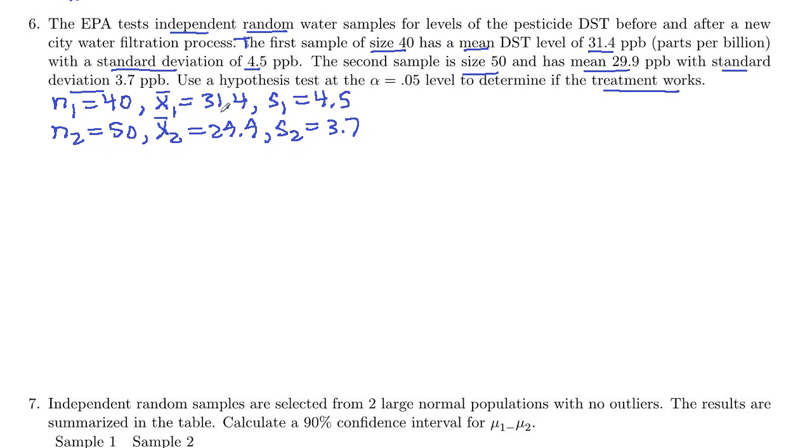So before it was 31.4, after it's 29.9. So it should lower the pesticide level, excuse me. So this did lower it from 31.4 to 29.9, but not very much. So we don't know if that's statistically significant. So that's what we need to determine. So step 1 is H0 and HA.